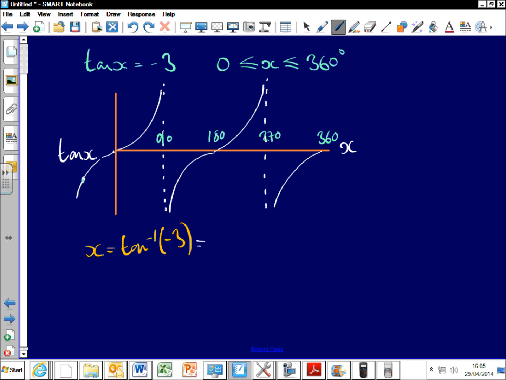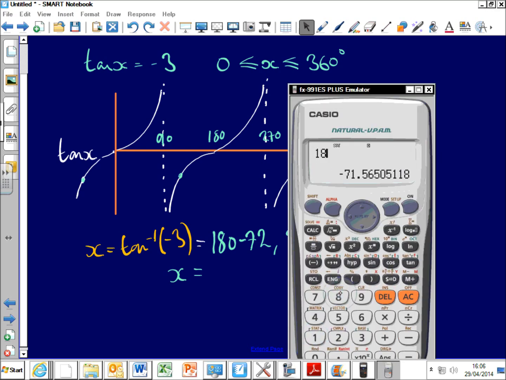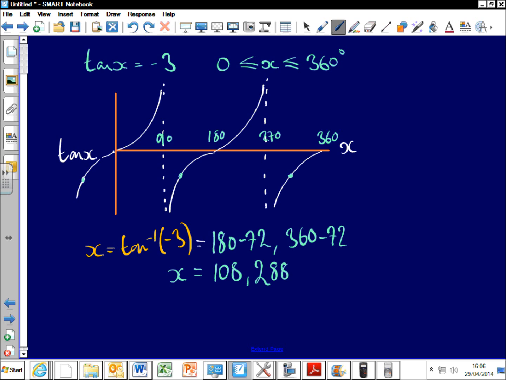So it was at negative 72 over here. Where else is it going to be in this range? It's going to be 180 minus 72. Yeah. So 180 minus 72, and 360 minus 72. Do you agree? So the x values in this range, what do I get? 180 minus 72. 108. And what's the other one? 288. Perfect. Right, who managed to do the first part?